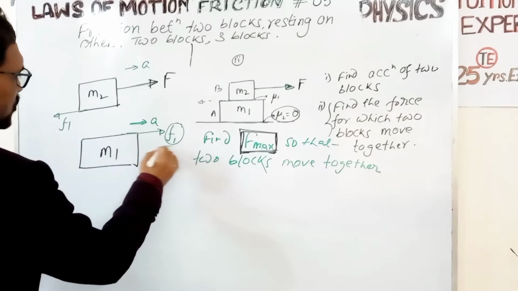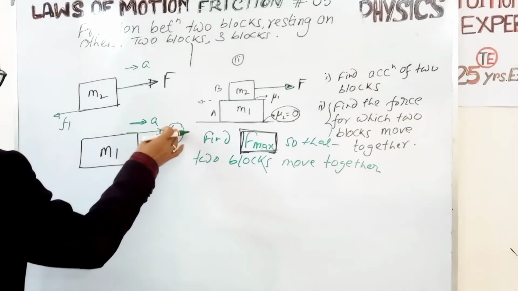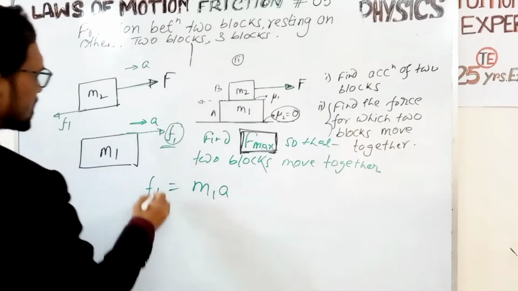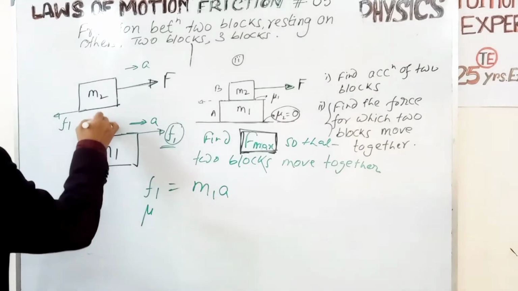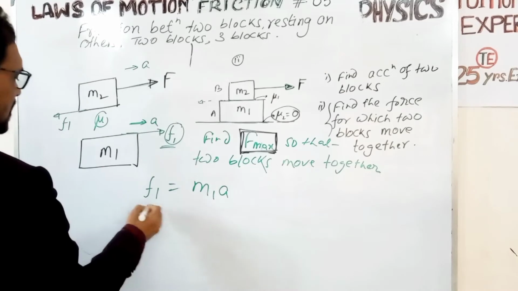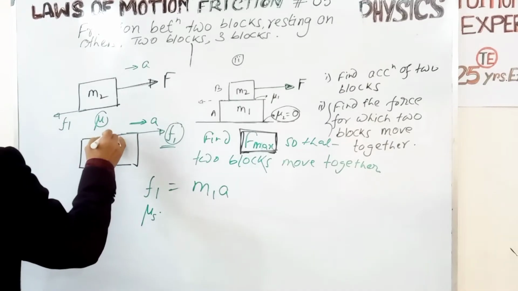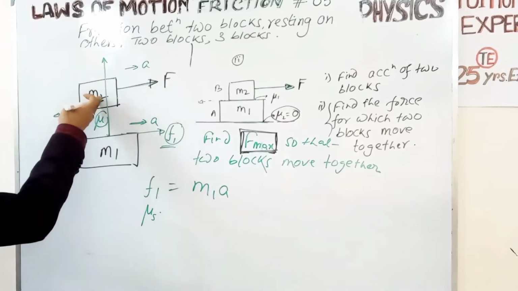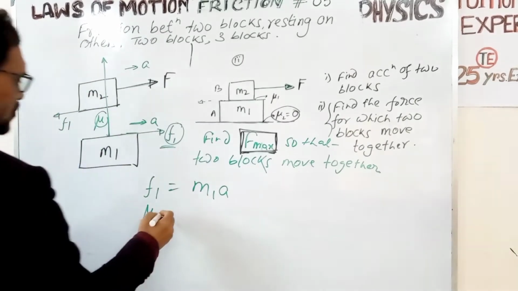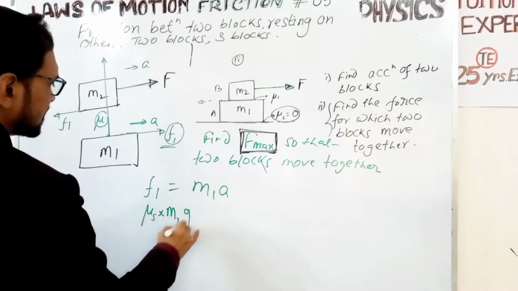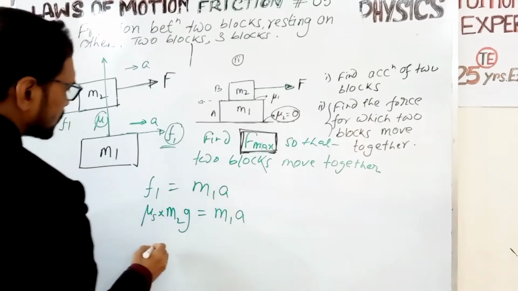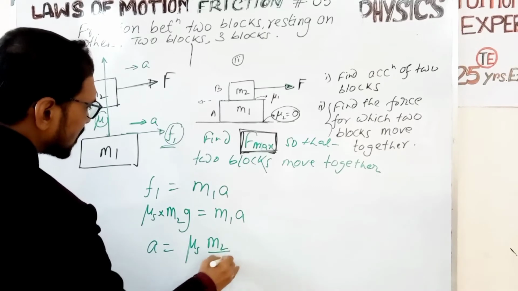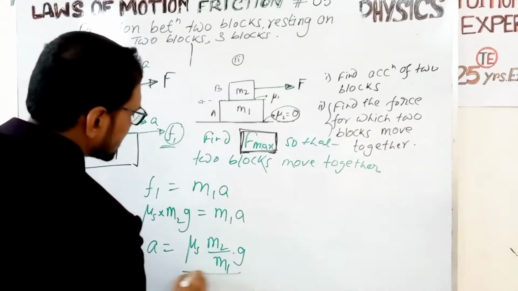So here, which force causes the acceleration? Of course, the friction force. So F1 equals m1 a. Now what is the friction force? We know if the coefficient of friction between the two blocks is mu s, it is mu s into N. The normal reaction on this surface is m2 g, because the weight acts on this surface. So mu s into m2 g equals m1 a. Now we find a equals mu s m2 by m1 into g. So this is the acceleration.